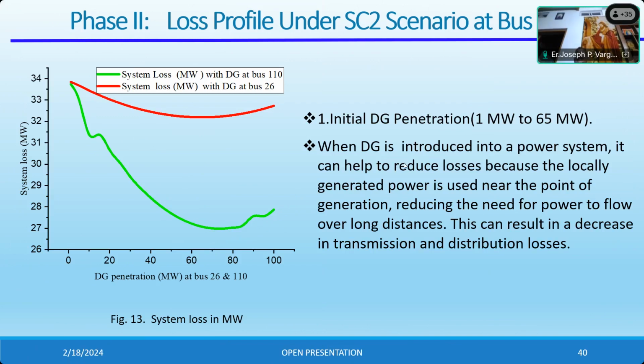When DG is introduced into a power system, it can help to reduce losses because the locally generated power is used near the point of generation, reducing the need for power to flow over long distances. We are reducing the flow to long distances while we use the local DGs. This can result in a decrease in transmission line and distribution losses.